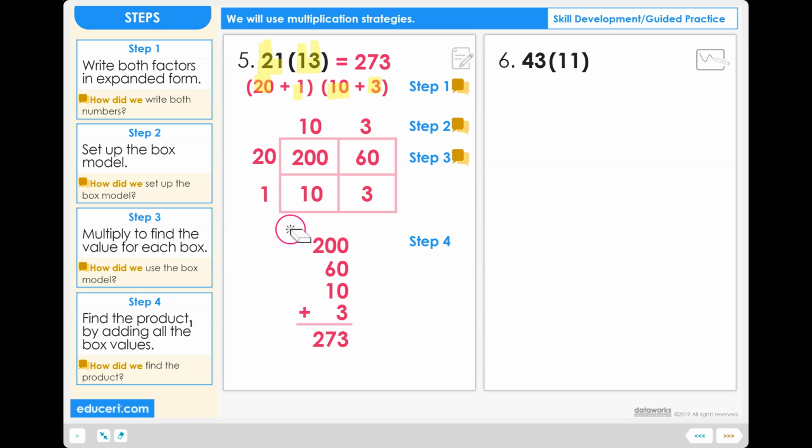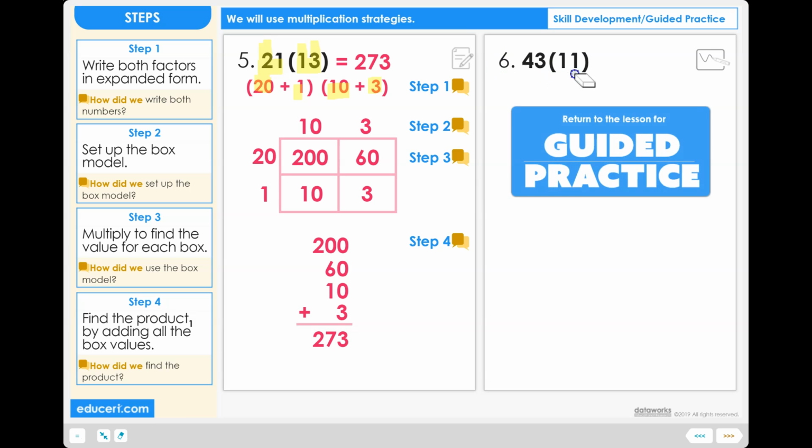Well, at the end of step 3, we had all 4 values in our box. So for step 4, to finish and find the product, we took those 4 values and added them and found that 21 times 13 equaled 273. You are now ready to complete problem 6 using the distribute strategy for two two-digit numbers.